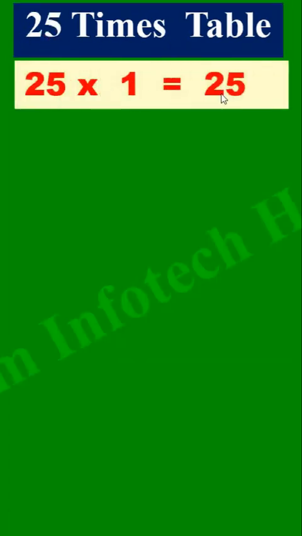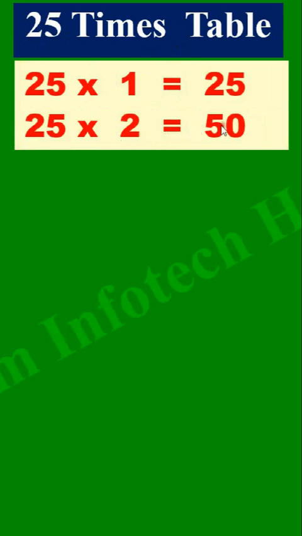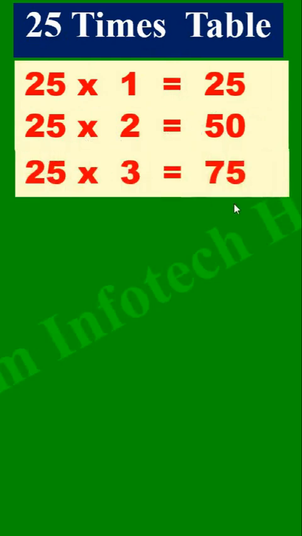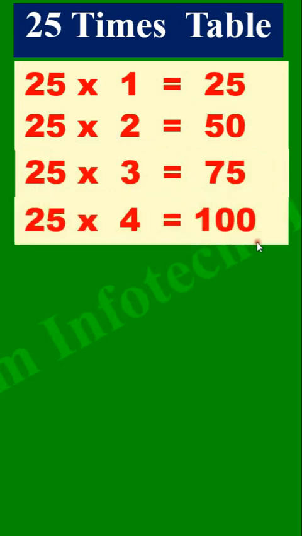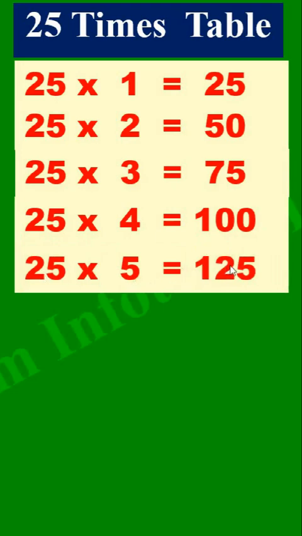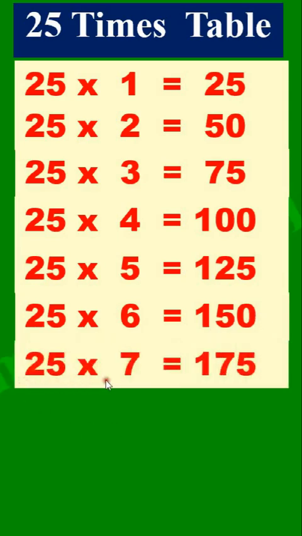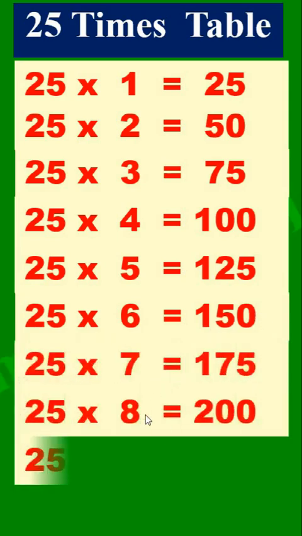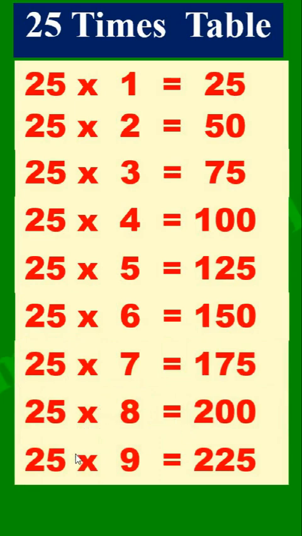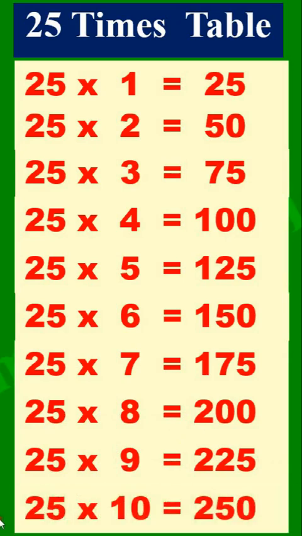25 times table. 25 times 1 is equal to 25. 25 times 2 is equal to 50. 25 times 3 is equal to 75. 25 times 4 is equal to 100. 25 times 5 is equal to 125. 25 times 6 is equal to 150. 25 times 7 is equal to 175. 25 times 8 is equal to 200. 25 times 9 is equal to 225. 25 times 10 is equal to 250.